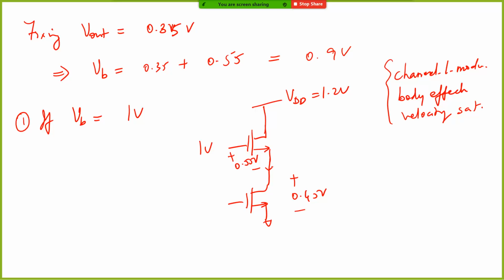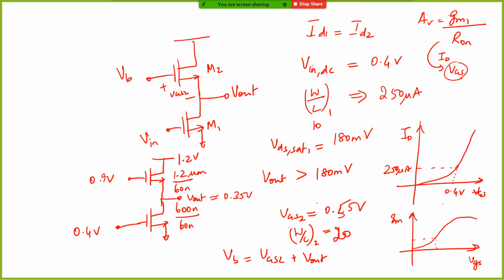The current might slightly increase because this VDS is increasing. Because of the channel length modulation effect, this current will slightly increase. But the rest of the voltage will come across your M1 transistor. All right. So does it answer your question?